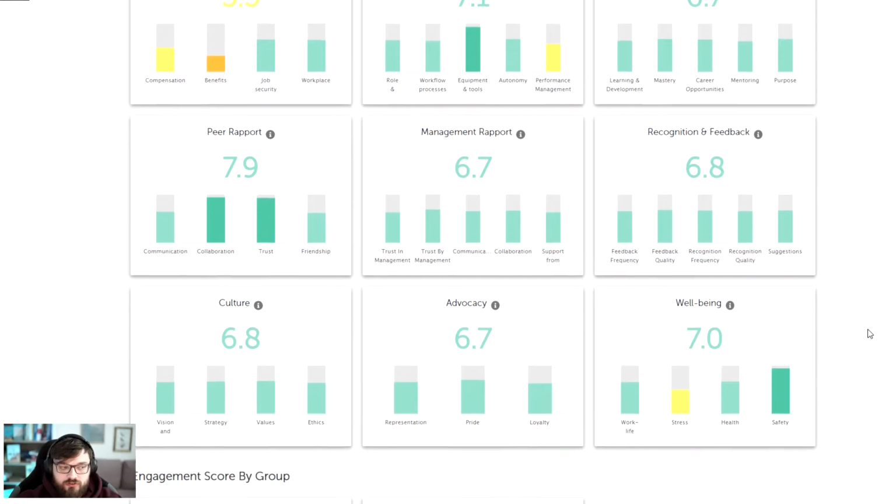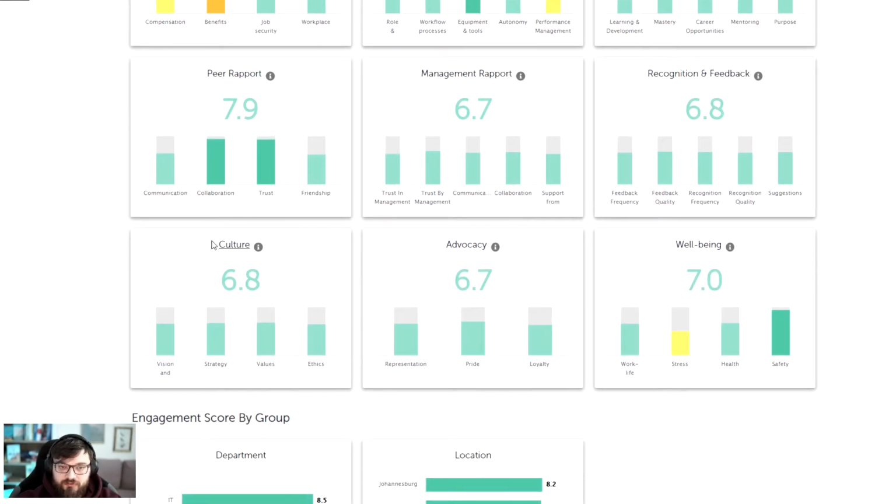Pillar number 7 is culture, and this concerns itself with the values, the vision, mission, and strategy the organization has, and mainly whether the employees understand it, whether they are aligned with it, whether they know what is expected of them in terms of these things, and also whether the organization is perceived to be ethical. So, for example, this would mean: do men and women get treated equally, or are minorities treated fairly within your organization?